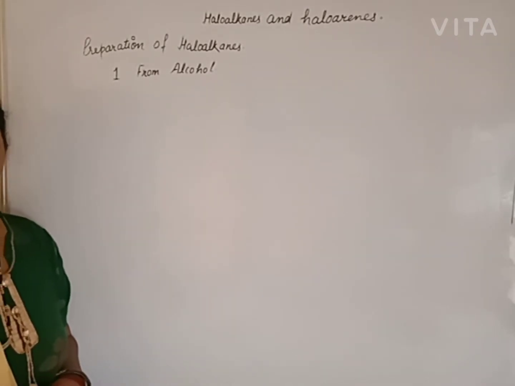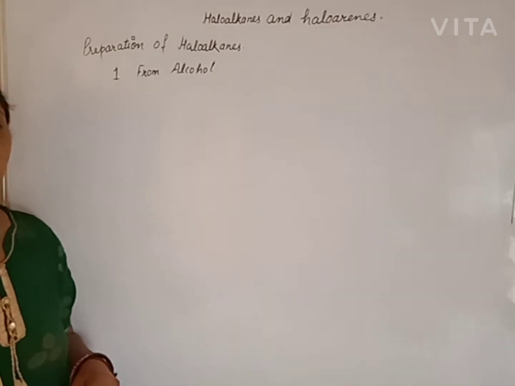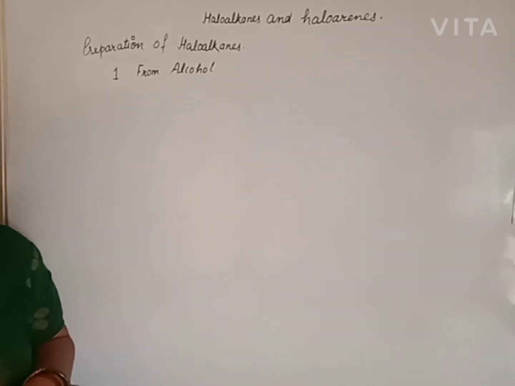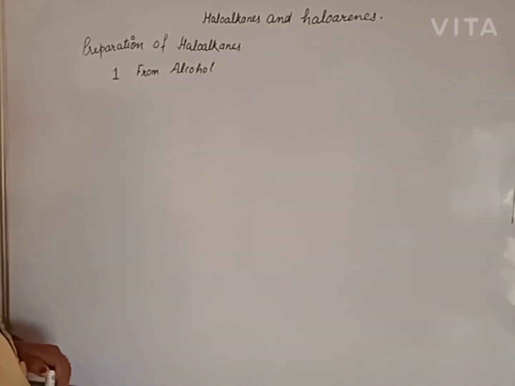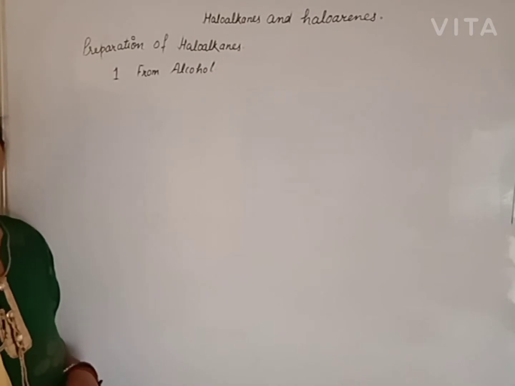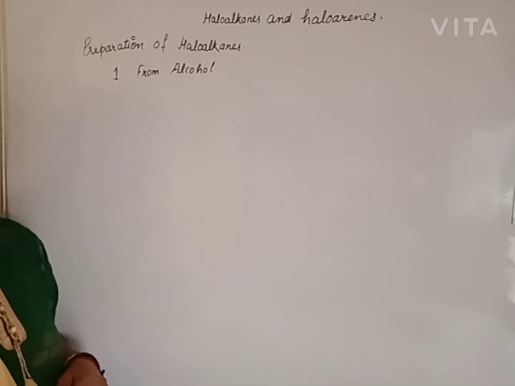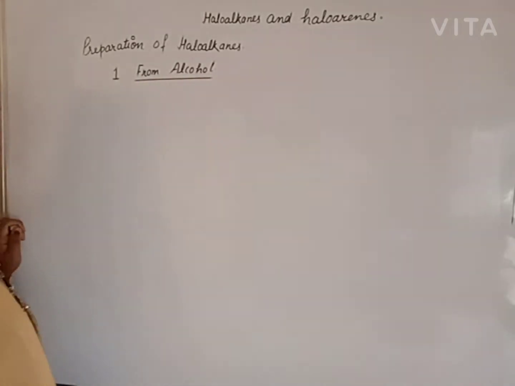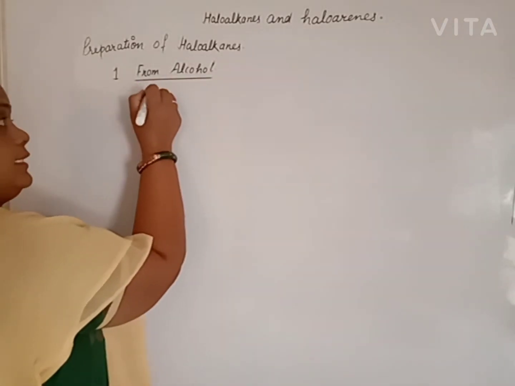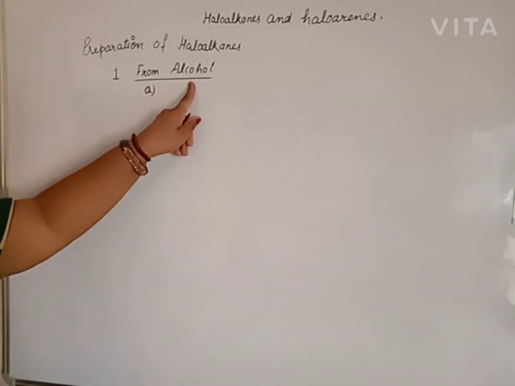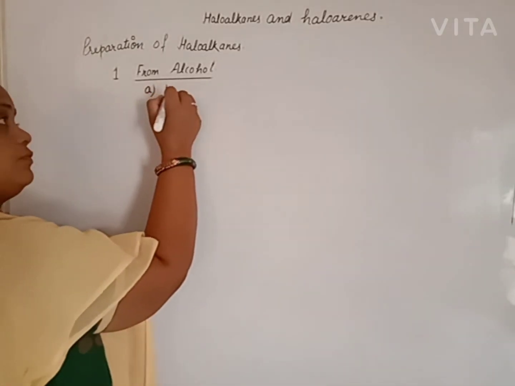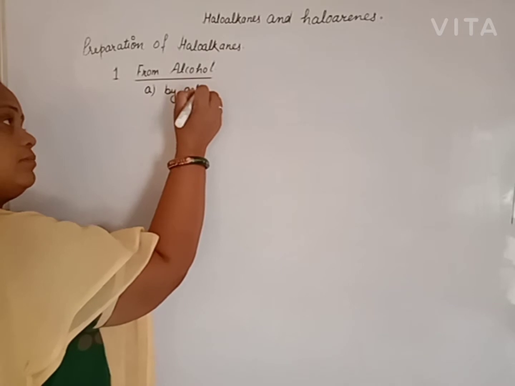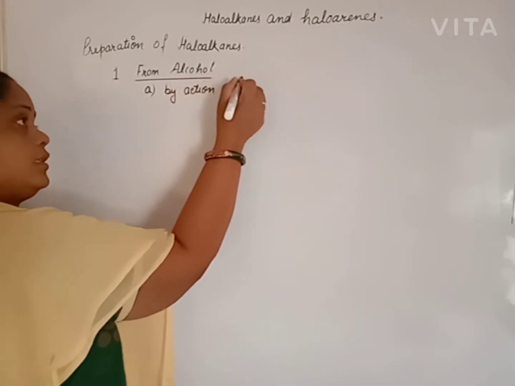This halogen group substitutes the hydroxyl group by reaction with a halogen acid, or by reaction with phosphorus halide or thionyl chloride, that is, the halides of sulfur and oxygen. So from alcohol, the first method is by the action of halogen acid.